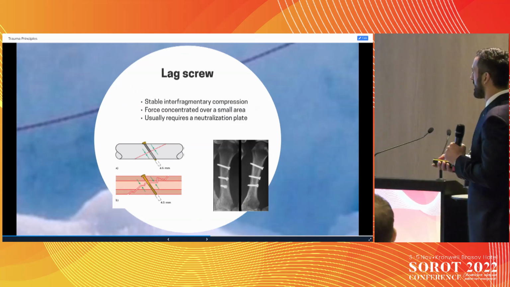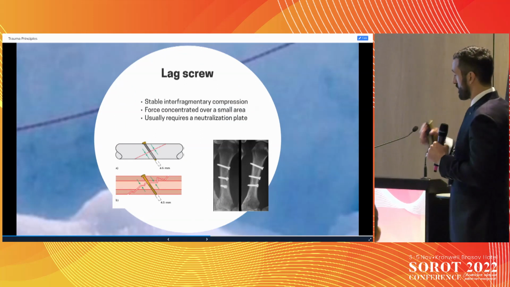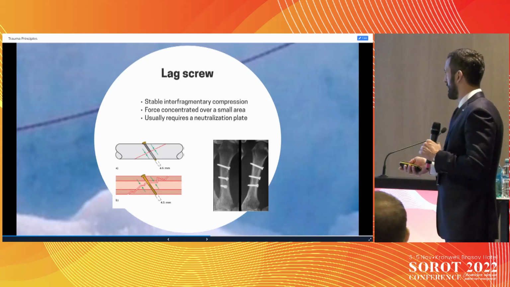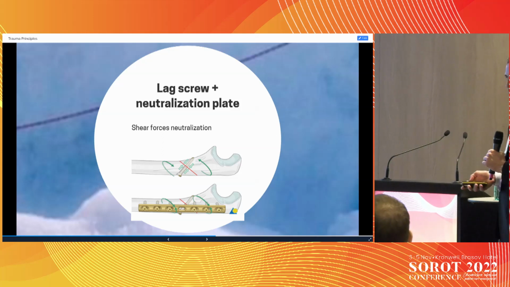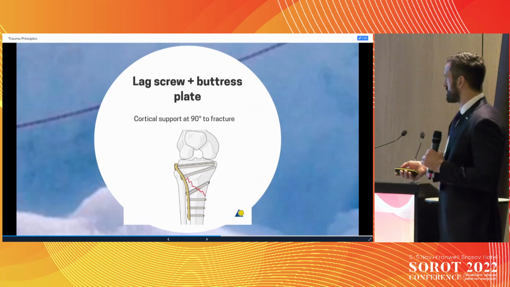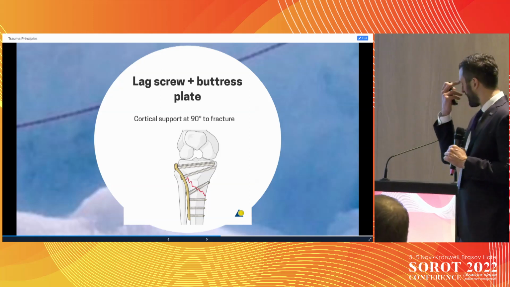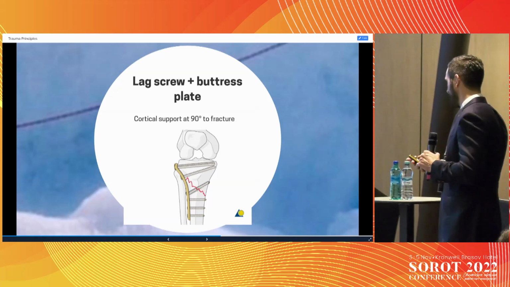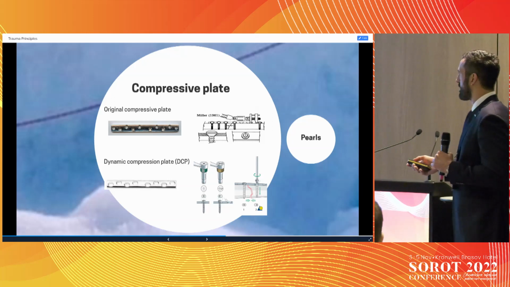So we can put a leg screw that generates a lot of stress, but it's really rigid. It's good for some fractures. Usually a leg screw needs a neutralization plate. Leg screw can be also used with buttress plating, usually in proximal tibia, and that's a good example. Compressive plate.